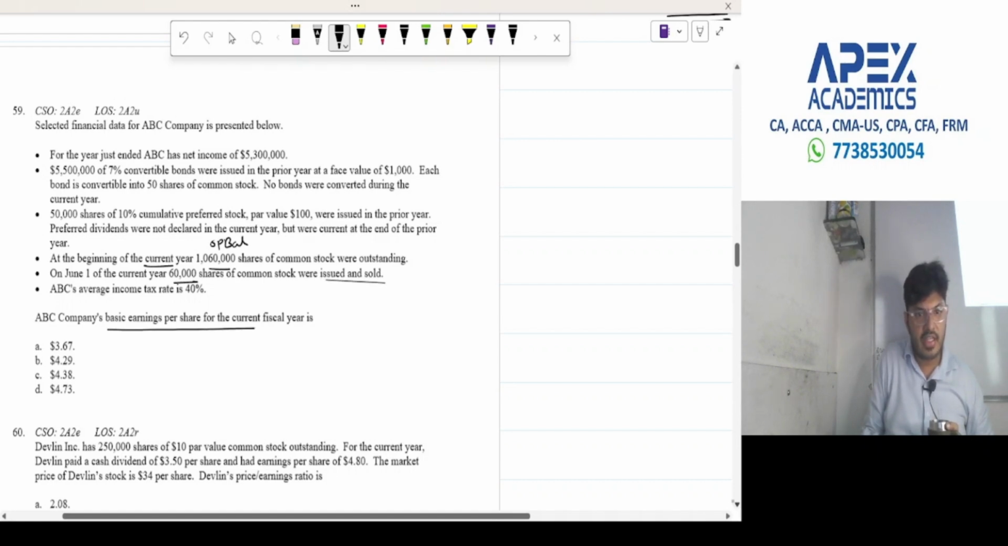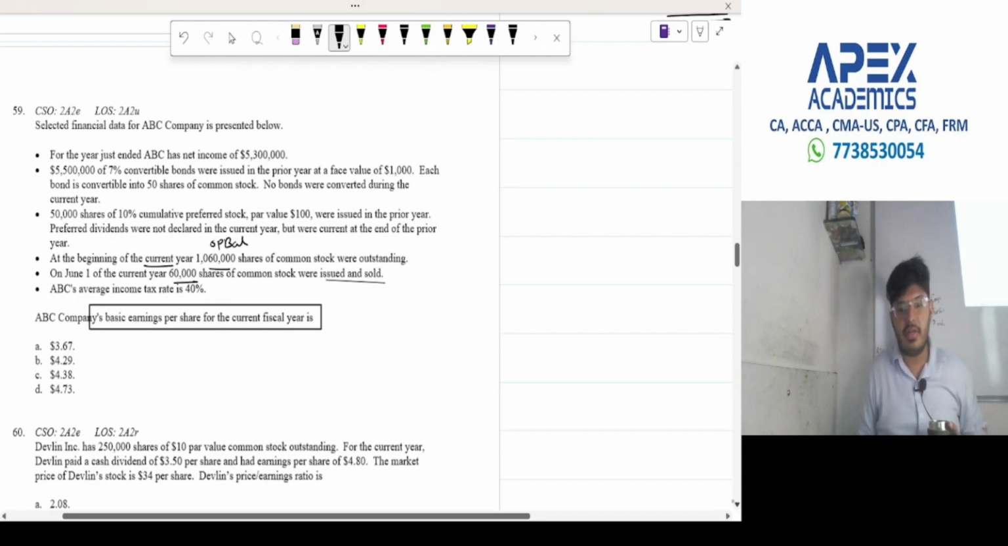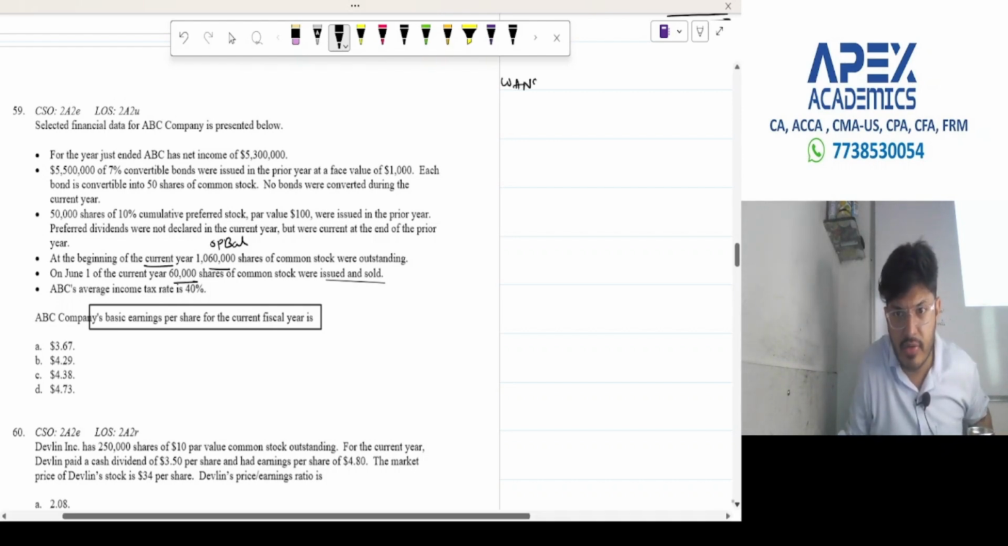What is the basic EPS for the current fiscal year they are asking you? Basic EPS. So, my dear friends, first of all I will calculate the weighted average number of shares. What is my opening balance? 10,60,000. This 10,60,000 stays with me for the following period.